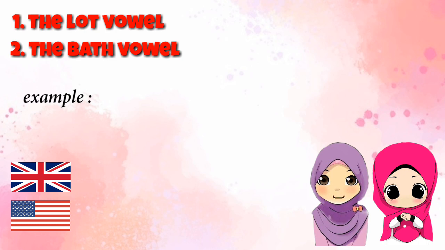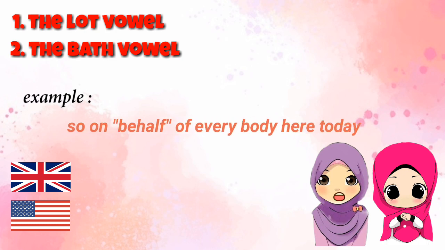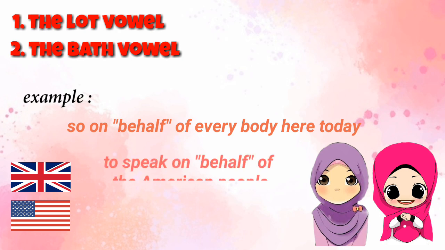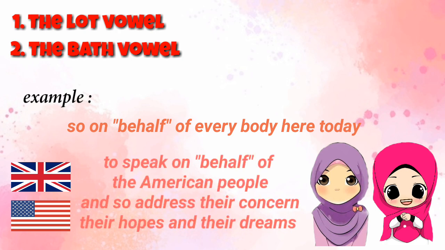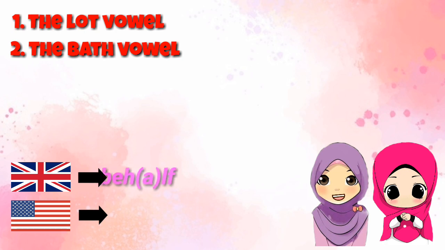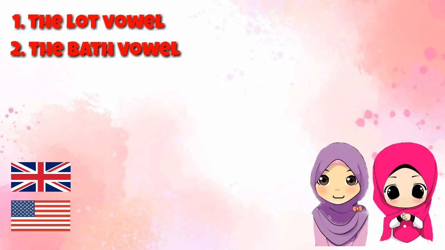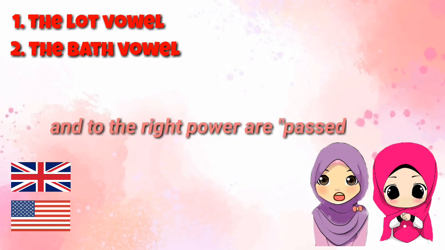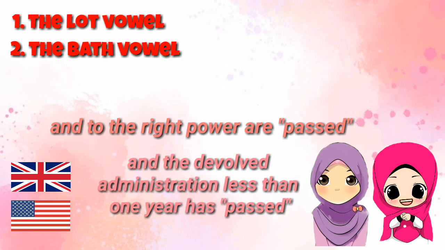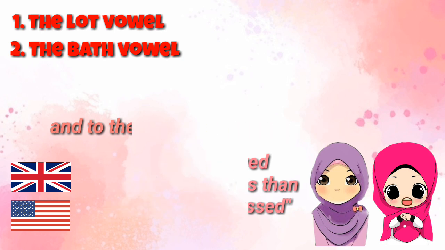For example, on behalf of everybody here today, to speak on behalf of the American people and to address their concerns, their hopes, and their dreams. The difference is behalf. The next example is and to the right power are past. And the devolved administration, less than 1 year has passed.